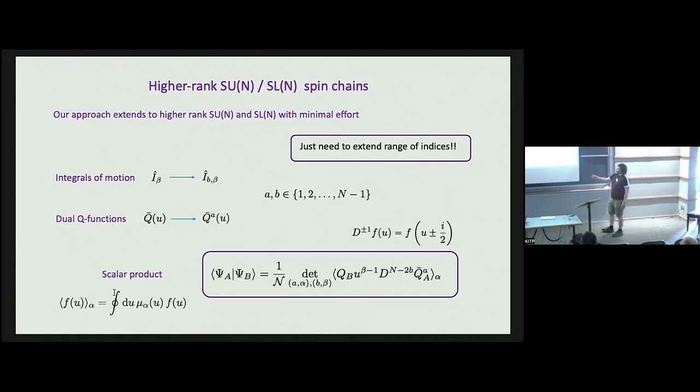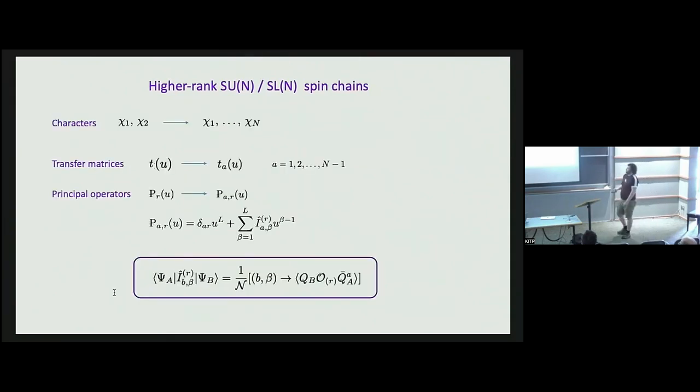And what you can show is that the scalar product for SU(N) or SL(N), again, is given by a very simple determinant. Now the columns and rows of the determinant have two indices, but again, it's essentially the same idea. You have a bracket of Q functions, and now you also have this difference operator inserted here acting on the Q functions, where this D again shifts the argument of the function by plus or minus i over 2. And again, the bracket has some very simple measure, and you have some very simple contour. So again, this result does not depend on the choice of representation. All information about the representation is contained inside the bracket.